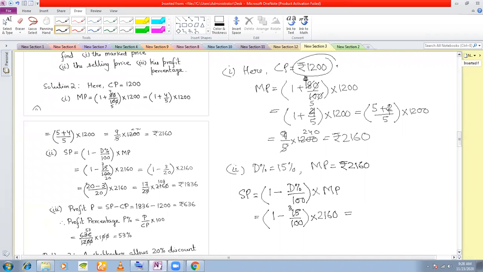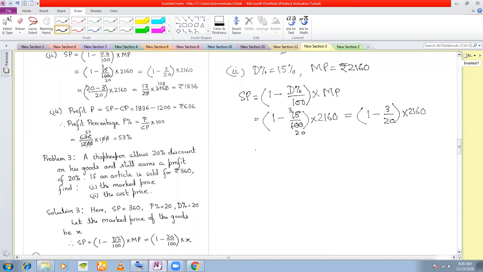So we can cancel here. 1 minus 3 by 20 into 2160. Now you can take the LCM. 20 minus 3 into 2160, which is 17 by 20 into 2160. Now you can cancel, 108. Now you multiply, you get 1836. This is your selling price. Okay.